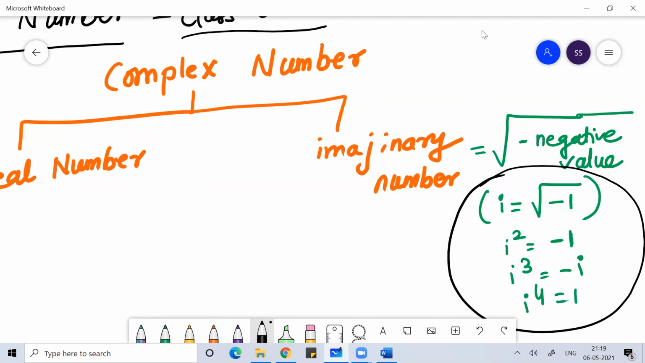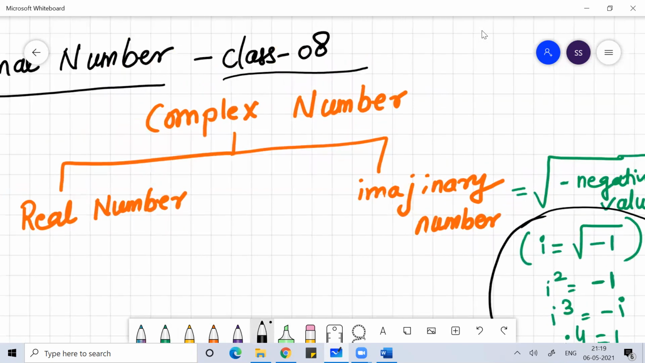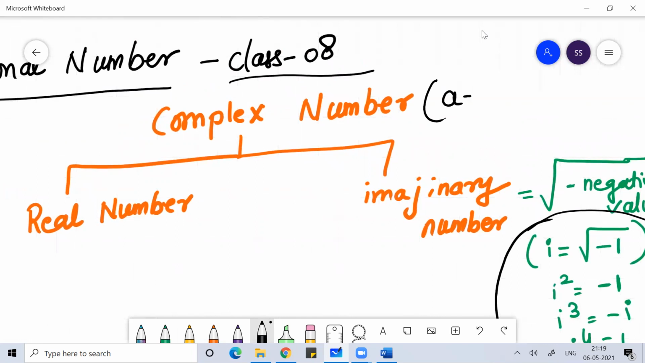Normally, imaginary numbers always exist with a real number in the form of a plus ib, where you know what i is. That is the way we represent an imaginary number. We normally represent them always with a real number, and the sum total of that, all together, we call a complex number.